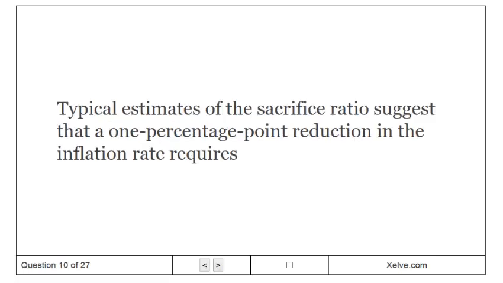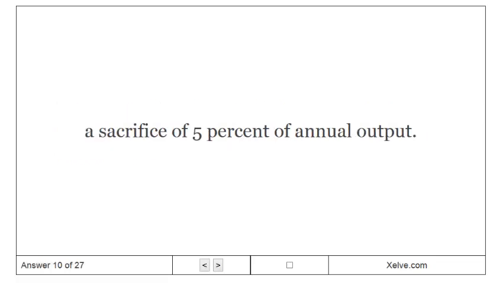Typical estimates of the sacrifice ratio suggest that a 1 percentage point reduction in the inflation rate requires a sacrifice of 5% of annual output.